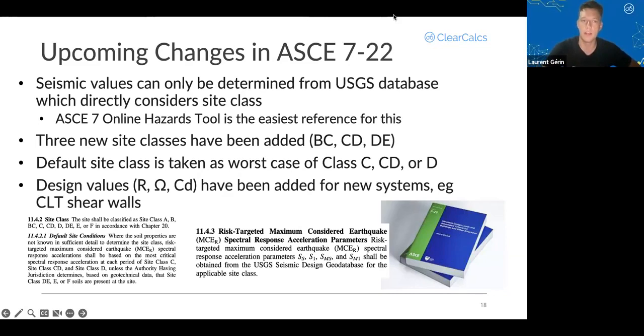Another thing that gets interesting, they've added now 3 new site classes. So A, B, C, D, E, F wasn't enough. We now have BC, CD, and DE, which you can kind of guess fit in between B and C, C and D, et cetera.